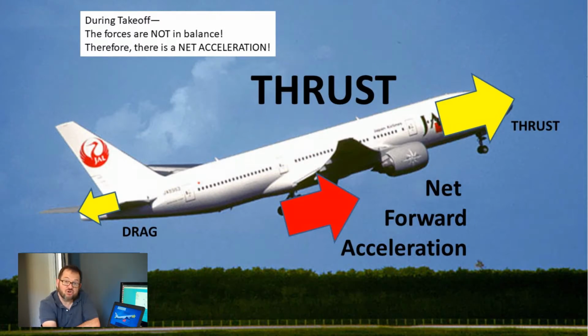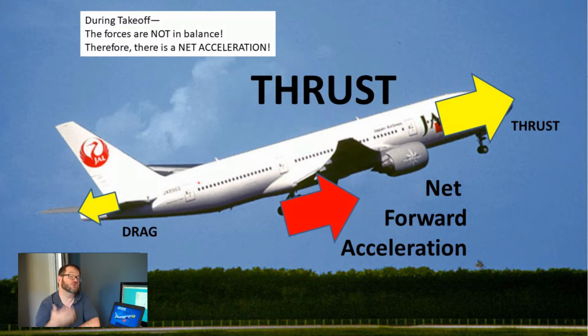There is an acceleration going on. And we can explain that acceleration by thinking about Newton's second law. At any given time, there's friction, which in the context of aircraft we call drag. But it's the same kind of idea. There's drag on this airplane, slowing it down.